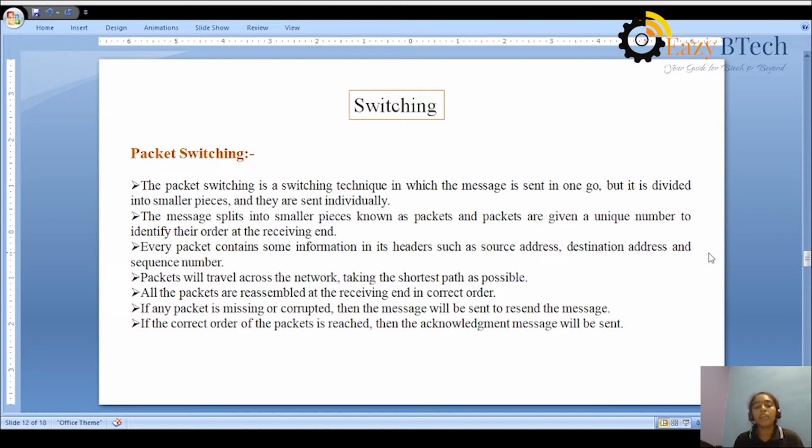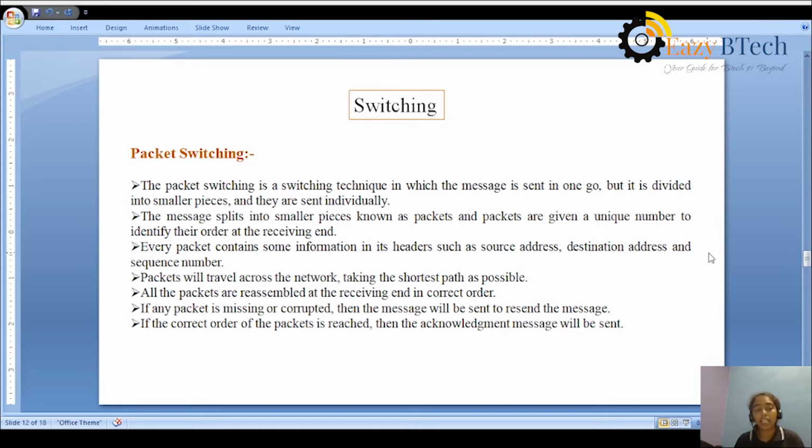When all the packets are assembled at the receiving end in correct order, they may have taken different parts, because packet switching uses a router to choose a different shortest path. By using the shortest path, we can send our packets to the receiver without the order being lost. All the packets will be reassembled in a particular order, because by using that unique number we can reassemble all the packets at the receiver side.